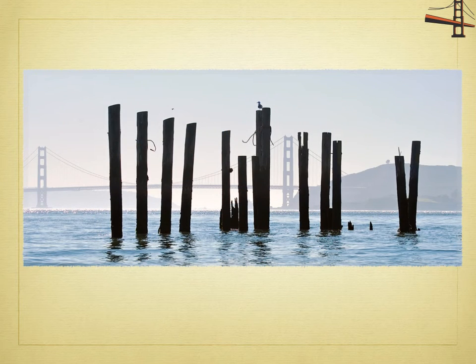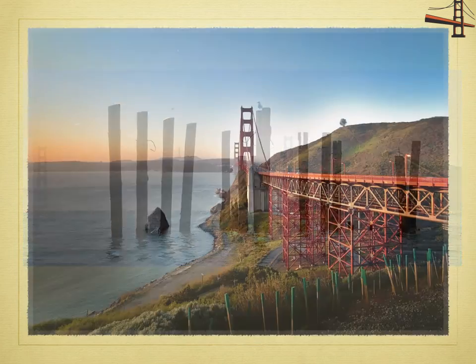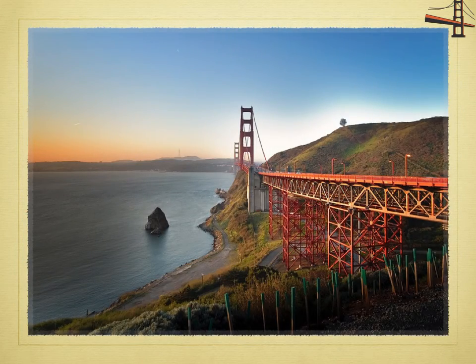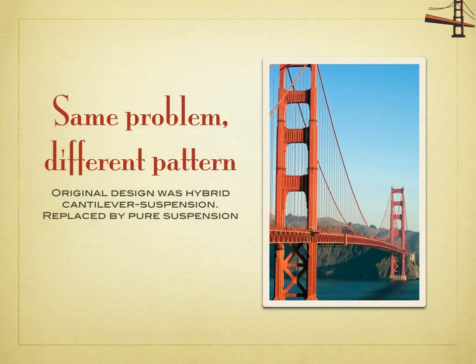These are more photos I took. This photo is from Angel Island. Just to give you an idea of how this bridge fits in its environment. This is from Angel Island. This is from the Marin side of the Golden Gate Bridge. I took these photos over 10 years ago. Same problem, but a different pattern. Instead of using cantilevers like Fallingwater to hold things up, it's using suspension. So instead of holding things up from below, it's holding it from above using suspension. In fact, it's a pure suspension design.